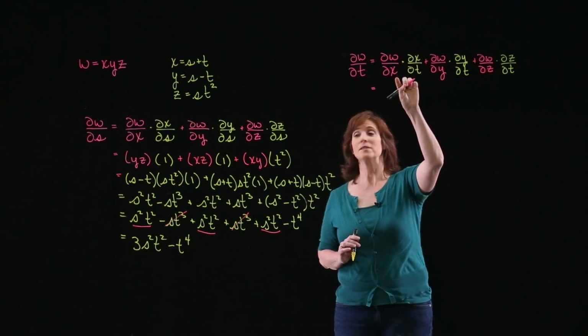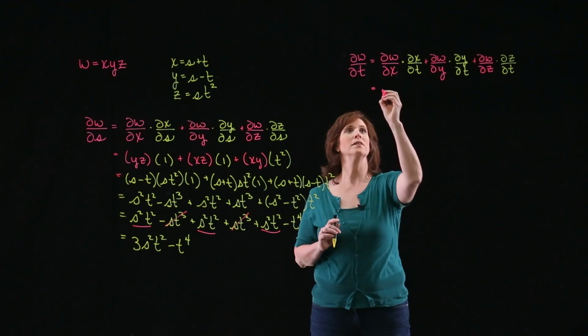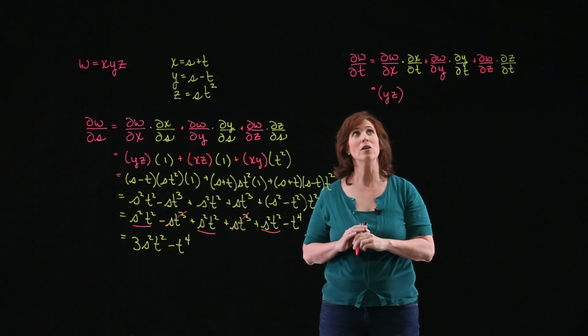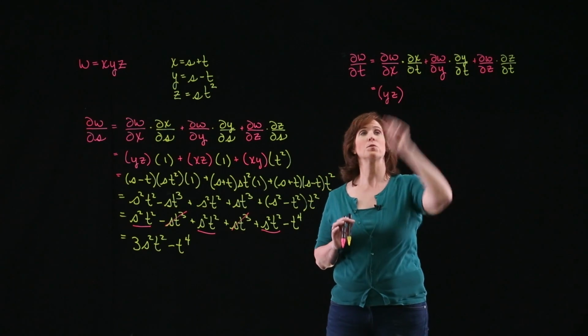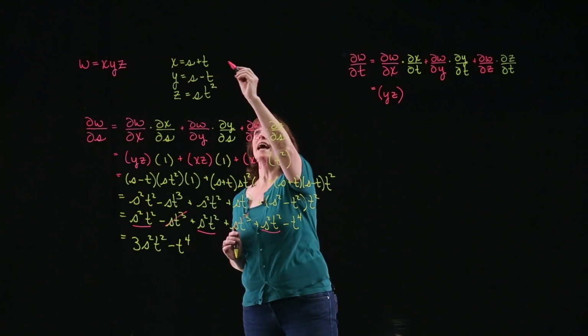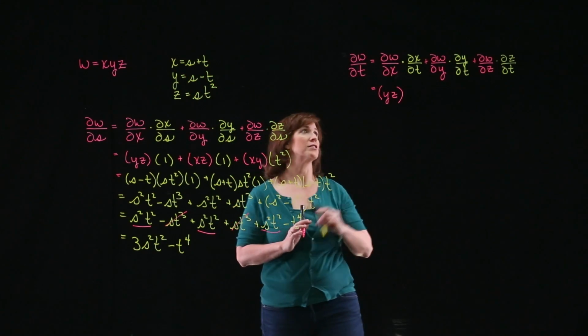The partial of w with respect to x. We've already done that. That's going to be yz. And we need to multiply that by the partial of x with respect to t. So looking at my equation, I'm going to treat s as a constant, so that partial is going to be 1.